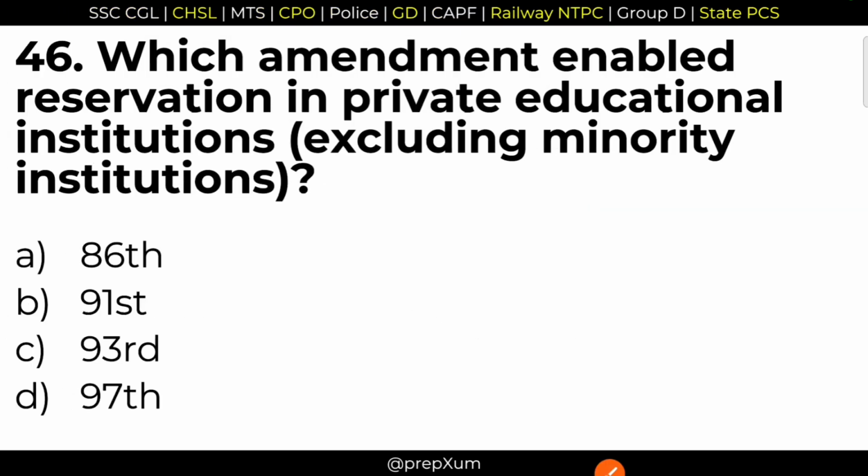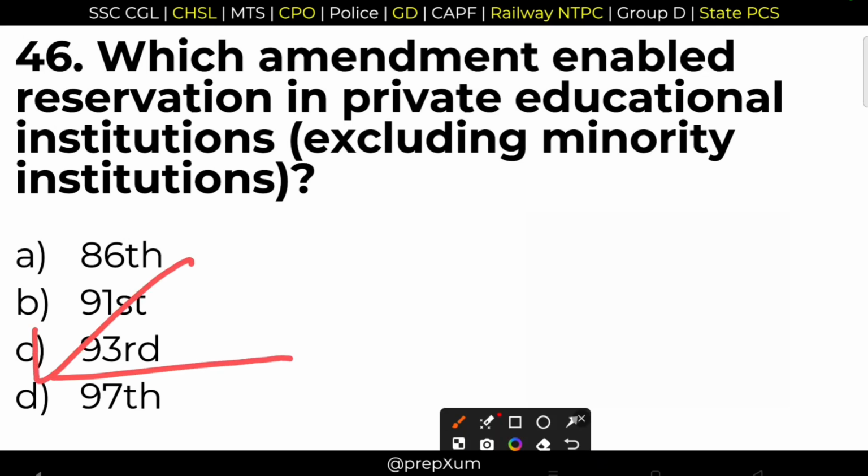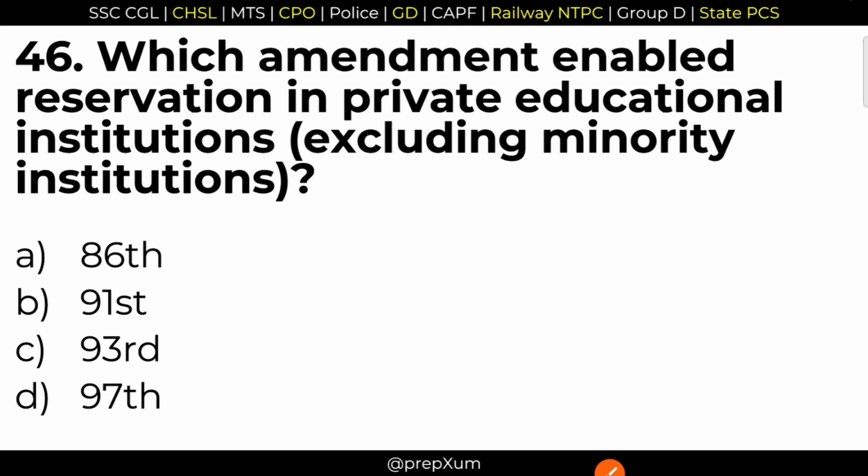46. Which amendment enabled reservation in private educational institutions excluding minority institutions? Right answer of this question is option C, the 93rd Constitutional Amendment Act. Option C is the correct answer here.